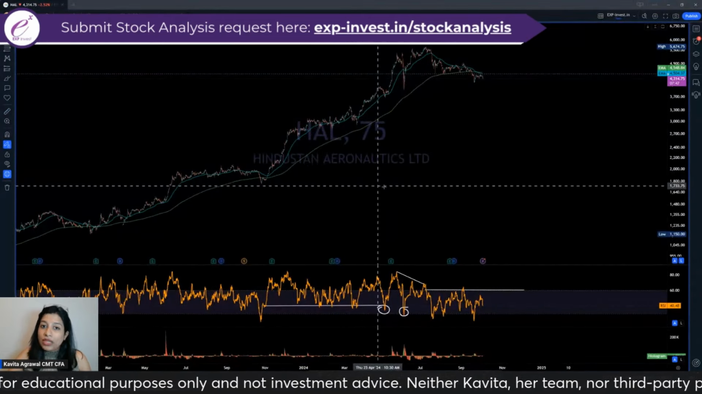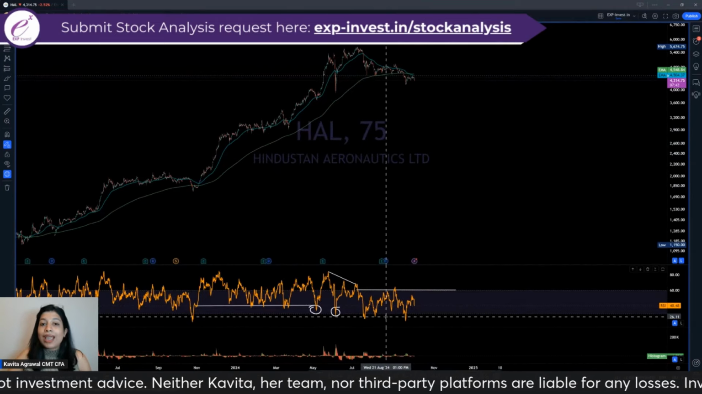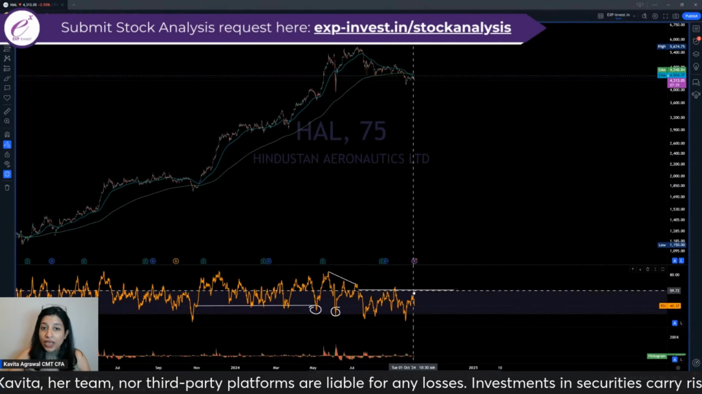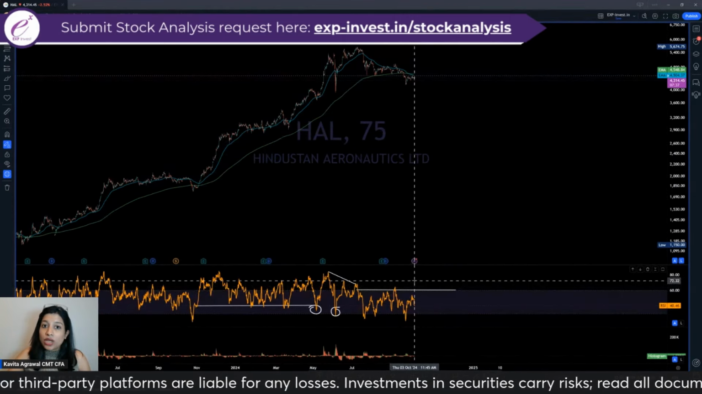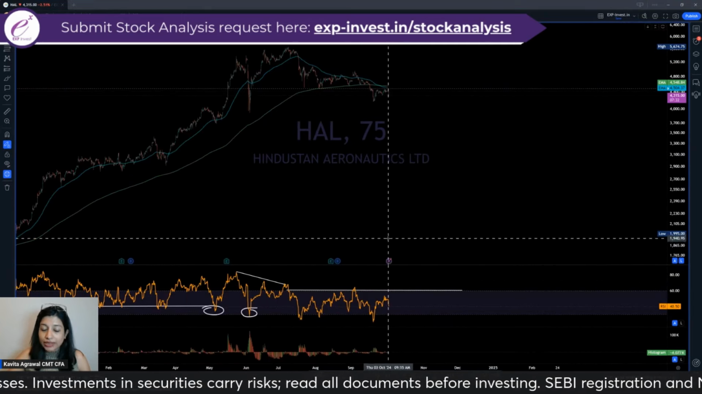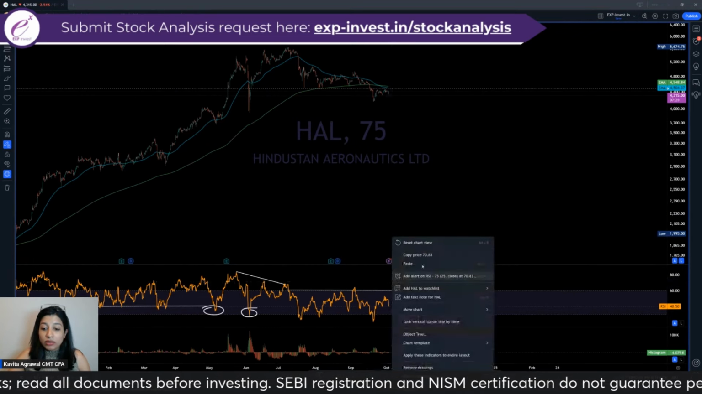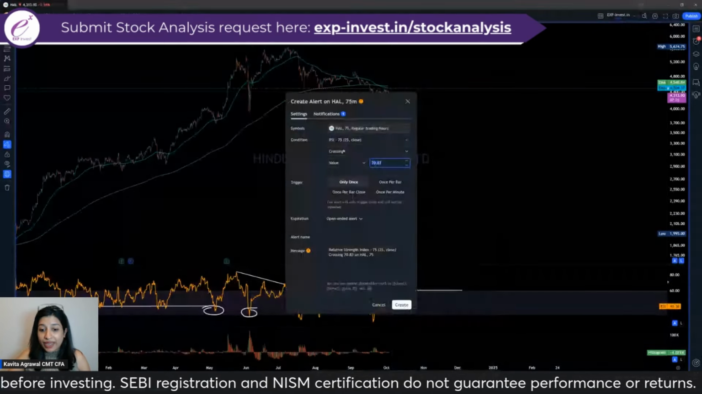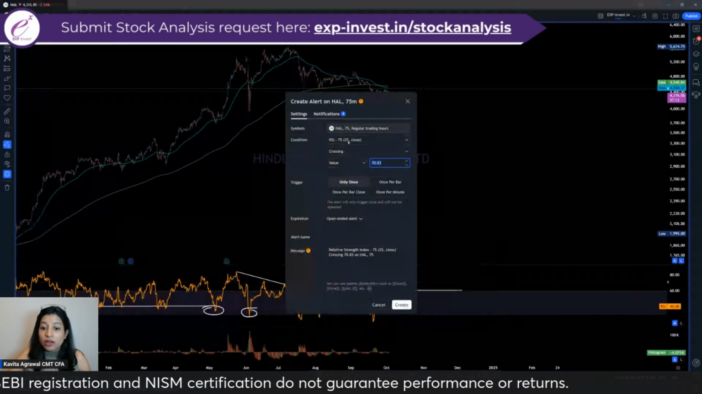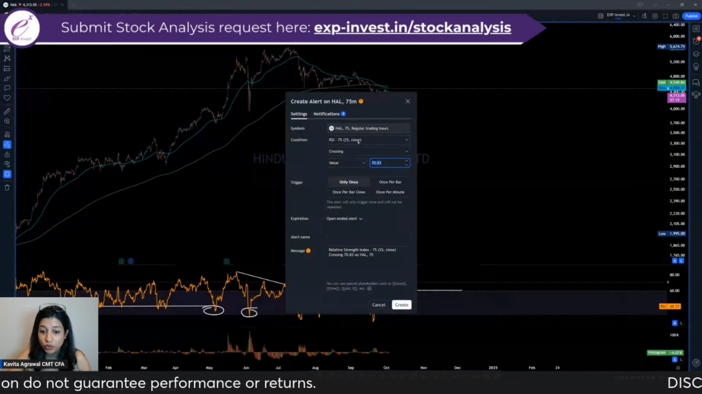So if you want to do medium and short-term trading, I would suggest you follow the 75-minute time frame and wait for the stock to break above the level of 70 on the RSI of the 75-minute time frame, RSI 25 period, by the way, not the standard 14 period. So here what I can do is set an alert at the level of 70.8 on RSI 25 period on 75-minute time frame on the basis of closing price.